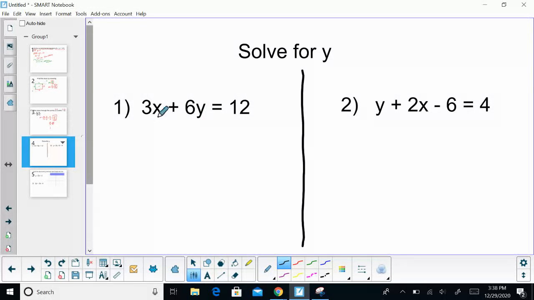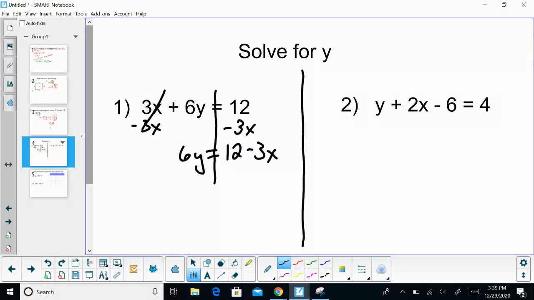So what's over here with the y that I need to get rid of? Well, I've got the 3x and the 6. But we're going to take care of the 3x first. So how can I move the 3x to the other side of my equation? Well, I have to subtract it. Right? 3x minus 3x would give me 0. That cancels out. But if I subtract something from one side, I've got to subtract it from the other. So I'm left with 6y equals 12 minus 3x.